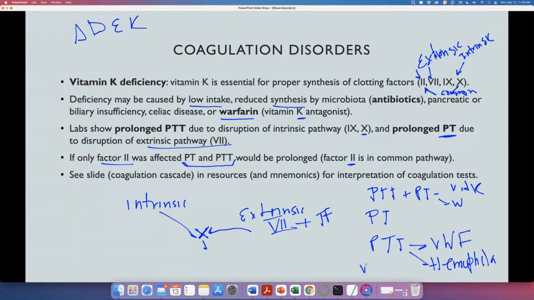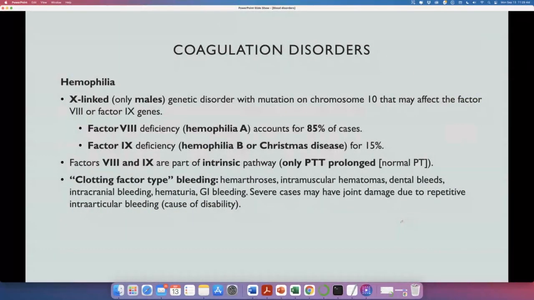Hemophilia can be due to factor 8 deficiency or due to factor 9 deficiency. Factor 8 deficiency is called classic hemophilia. Factor 9 is called Christmas disease. Now, talking about hemophilia, notice that PTT is going to be prolonged and they're going to have a normal PT. This is a defect that appears only in males because it's X-linked recessive.